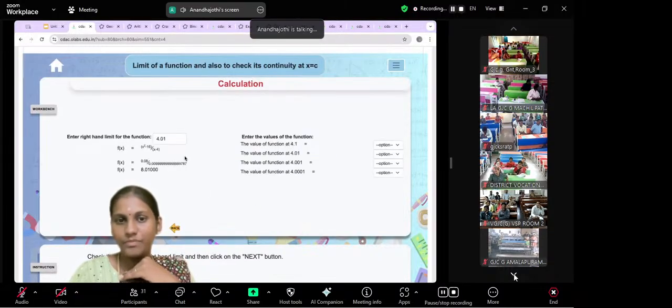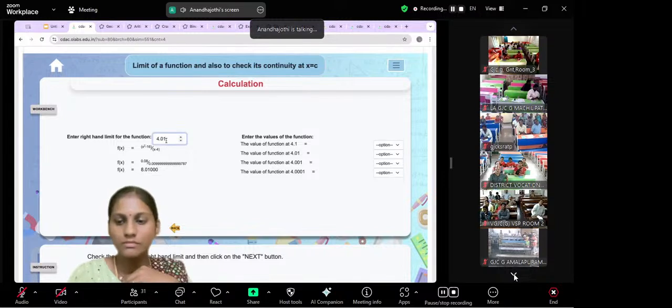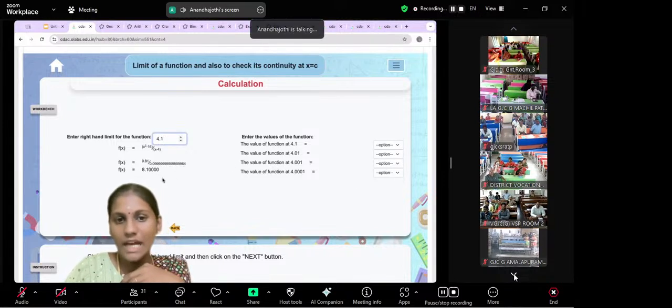Right. Previously we took the values below 4, up to 3.9. Now we are going to take values above 4. So what is the first thing we are provided with? The value of the function at 4.1. So I am writing it as 4.1. So what is the answer?